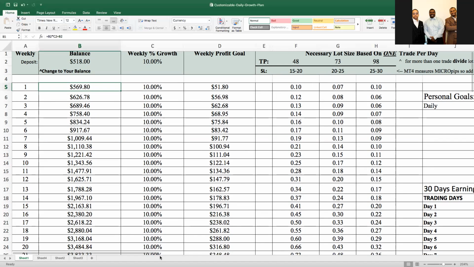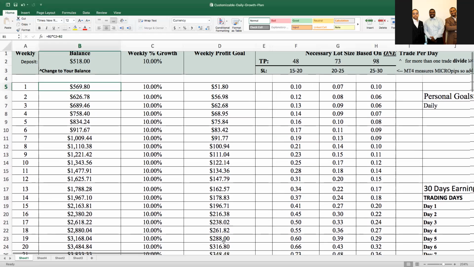So again, let's look at 20 weeks, right? 20 weeks from now, this account would be about a $3,000 account, between $3,000 and $3,500, generating me between $280 and $320 per week. Guys, that's going to allow you at that point almost another $1,000 a month of income into your household, right?